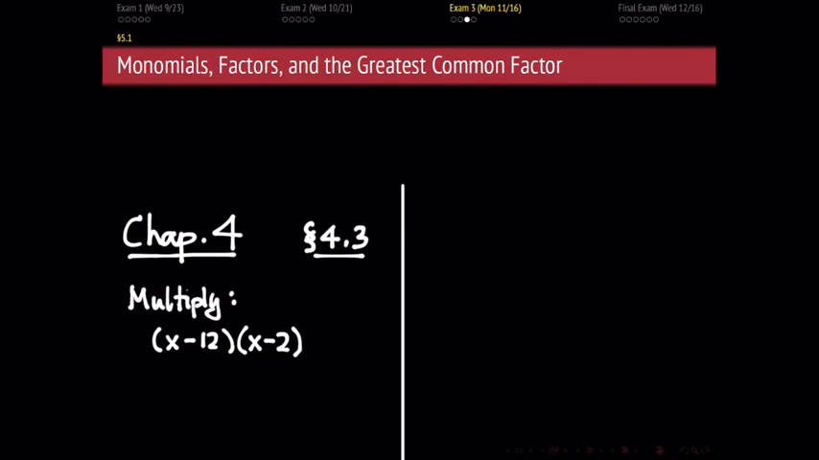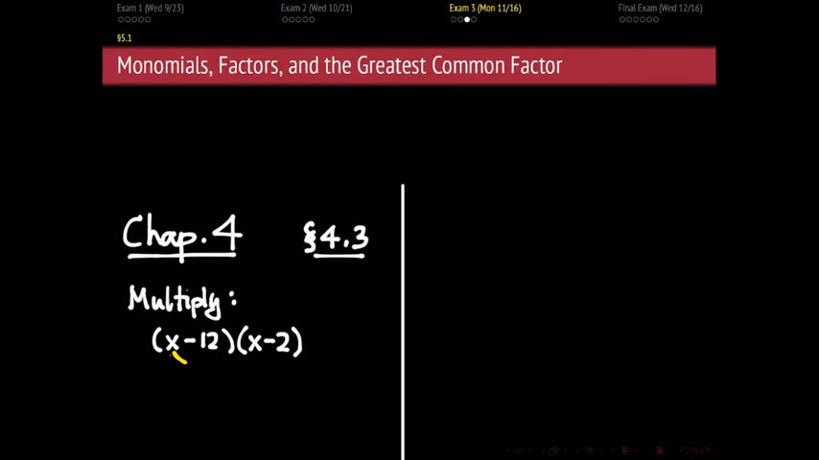So according to what we learned in Chapter 4, what is our process? How would I multiply out the polynomial x minus 12 times the polynomial x minus 2? What do I do? Distribute. And since we have a binomial times a binomial, what exactly am I distributing here? The x and the x.